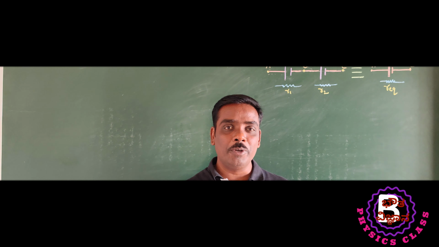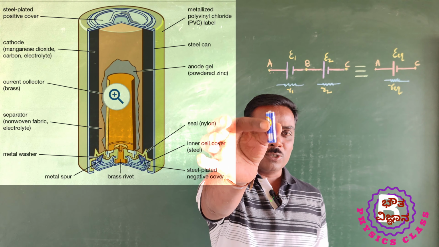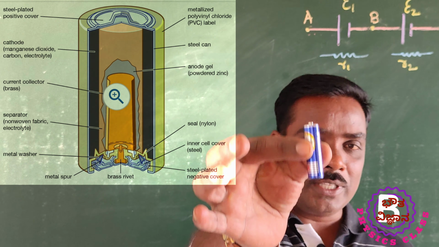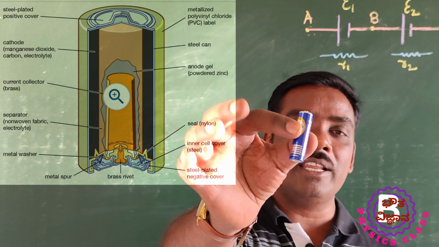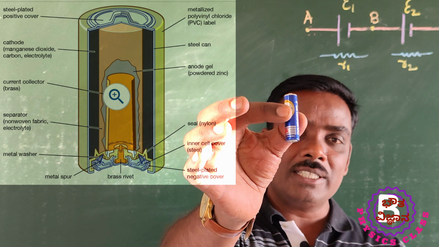Dear students, in this video we will discuss about an electric cell. So this electric cell is a device which converts chemical energy into electrical energy. Chemical energy ಅನ್ನು electrical energy ಆಗಿ convert ಮಾಡುತ್ತೆ ಈ device. So that is the electric cell.